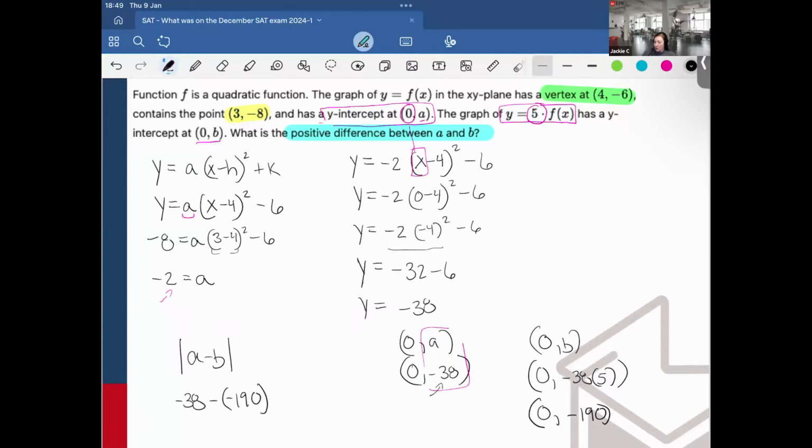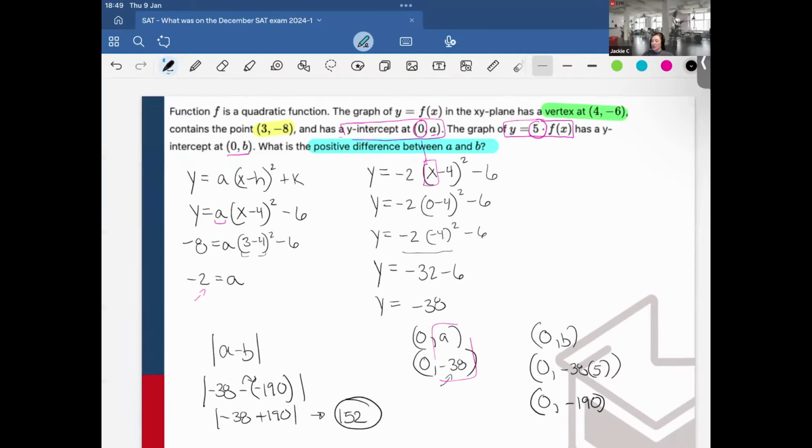Be super careful here because negative to negative, it is a positive value. So this would be -38 plus 190, and this would just become 152. And that is our answer. So amazing, right? Okay, continuing our journey.